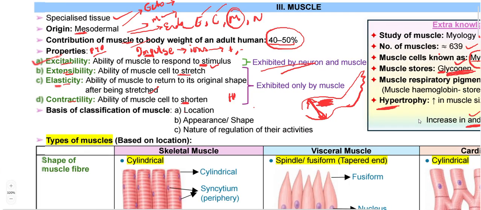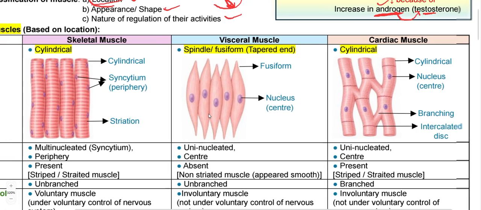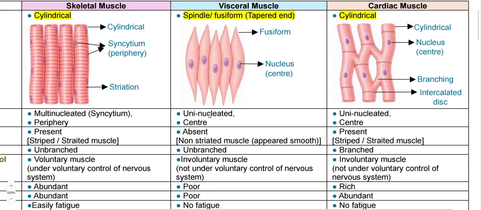So this was the information about the muscle. Now, if I want to classify the muscle, I can classify based on where it is present, that is location; how it looks, that is appearance or shape; and what is the nature of regulation for their activities, whether the sympathetic or parasympathetic nervous system. But in this chapter, we are only going to see classification based on locomotion. That's it. Based on locomotion, we have three types of muscles. What are the three types of muscles present in our body? One is the skeletal muscle, second is the visceral muscle, third is the cardiac muscle.